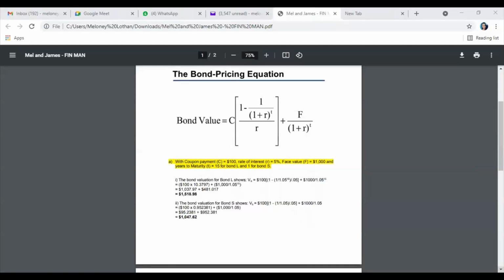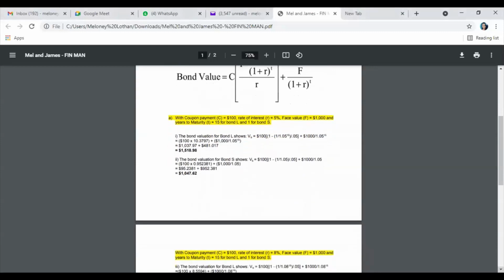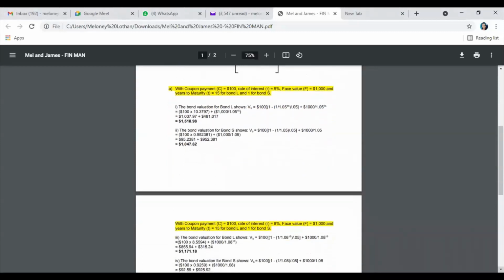When plugging in the values, we will be getting a calculation showing that we'll have 100 times 10.3797 plus 1,000 divided by 1.05 raised to the 15. This is a calculation you'll be able to do using your calculator. I just encourage persons to do it in separate stages. The result for the first one, for the long-term series bond, will be $1,518.98.